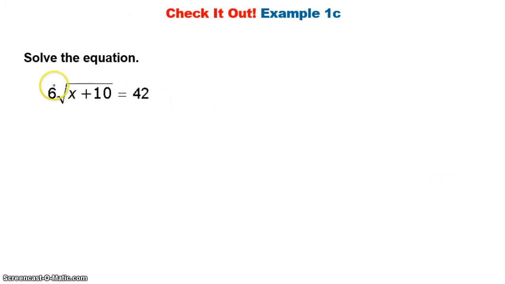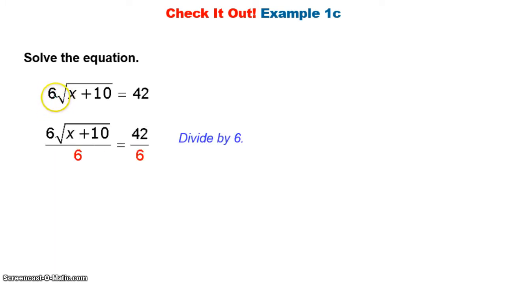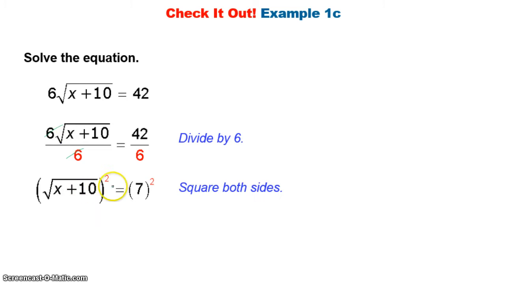This one looks a little bit different. Now we don't have something that's being added, but now we have a 6 that is being multiplied. So you will want to get rid of that, and since it's multiplying, we will divide it. So we'll divide both sides. So those will cancel out, and we'll be left with just the square root of x plus 10. And over here dividing, we get 7, and now we do our inverse, which is to square it.